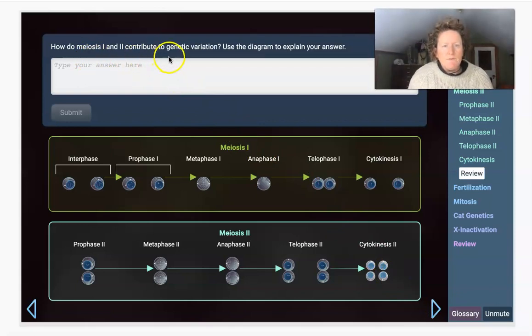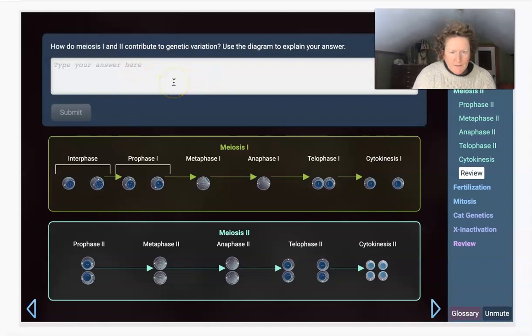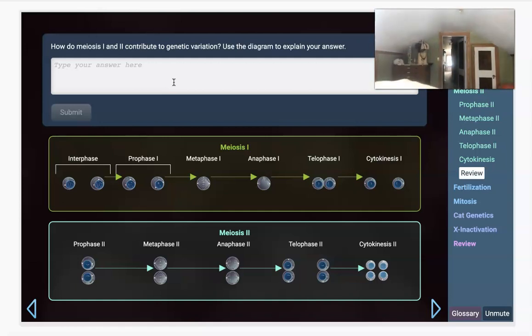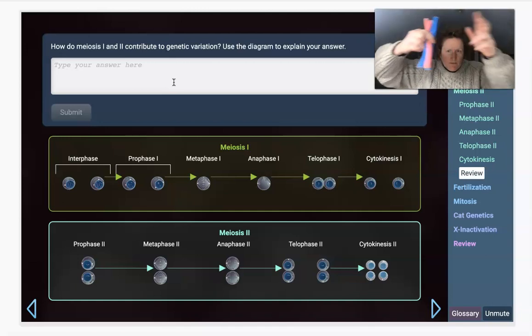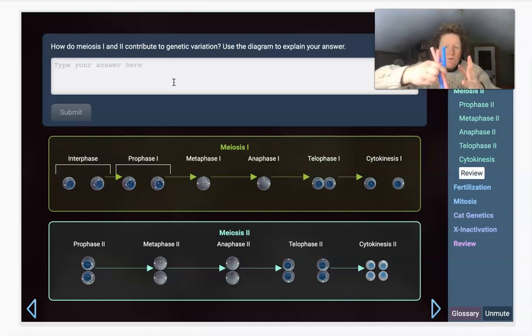Meiosis 1 and meiosis 2 contribute to genetic variation. Use the diagram to explain your answer. Well, remember we talked about how those chromosomes, the tetrads in meiosis 1, those 4 chromosomes all together, lining up at the metaphase plate. And that's an opportunity for them to get pulled apart. And we don't know which pair is going to go to which side.